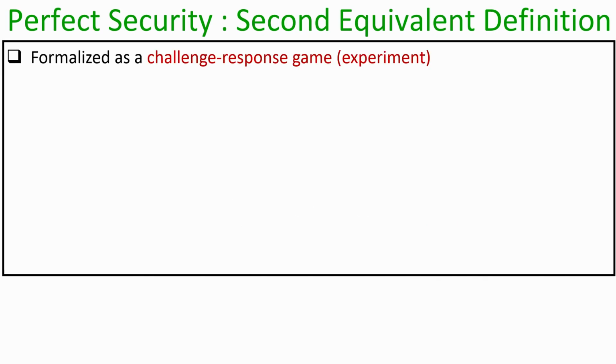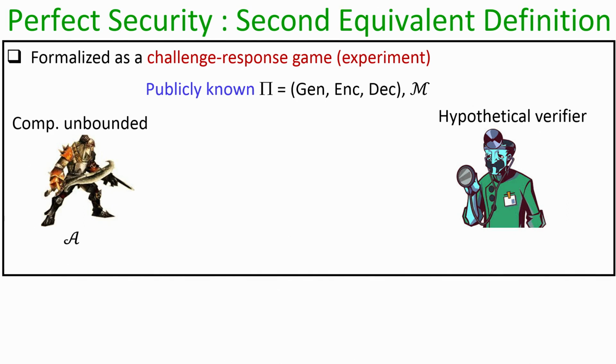And this intuition is formalized by a challenge-response game which we call an experiment, and in the rest of this course we are going to see that every security definition is formalized by this kind of challenge-response experiment or game, which models something which can happen in reality. So, the experiment is as follows. We assume that we are given a publicly known cipher, namely a triplet of algorithms and a message space, and the game is played between two entities. The first entity is an adversary, or an algorithm for the attacker, which we denote by the algorithm A, and the adversary is computationally unbounded, which models the fact that we are trying to capture the notion of perfect secrecy. And the second entity here is the hypothetical verifier, which is going to model the sender.